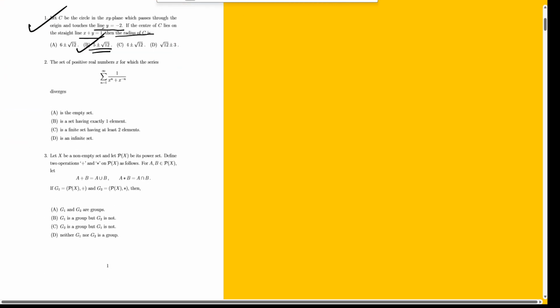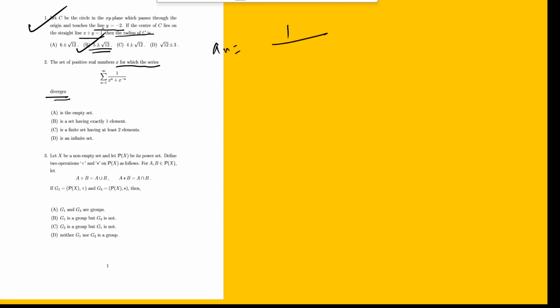Question number 2. The set of the positive real numbers x for which the series is divergent. Now, what can you say about this? Okay, so we need to do a little bit of simplification. We can say a_n equals x^n over (x^n + 1/x^n).